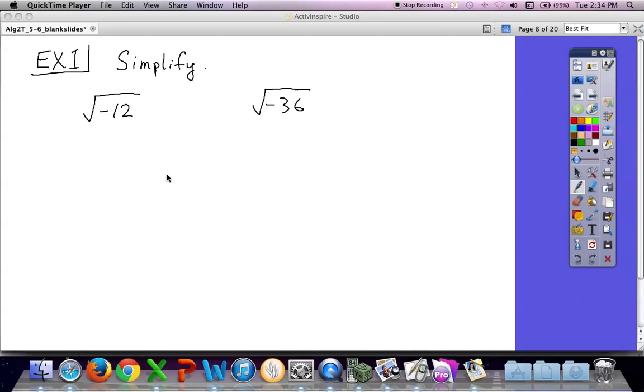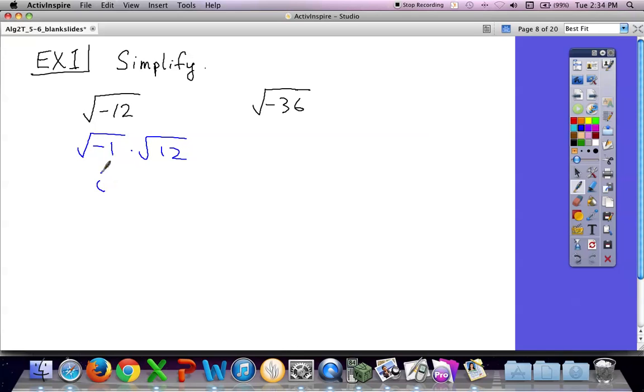Okay, this is coming from example 1. Right, so now, if we get the square root of a negative number, we can actually address that. We don't have to say we can't do it because it's negative. We could say we can do this. We can break it up into the square root of negative 1 times the square root of 12, and the square root of negative 1 will be i.